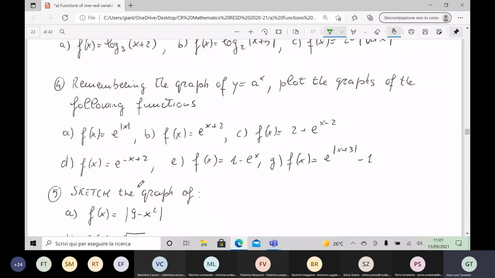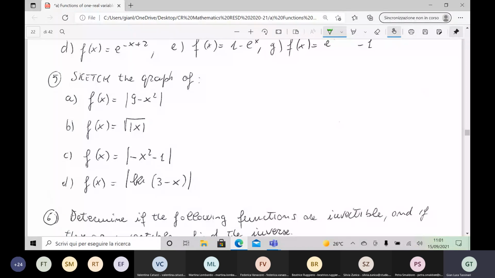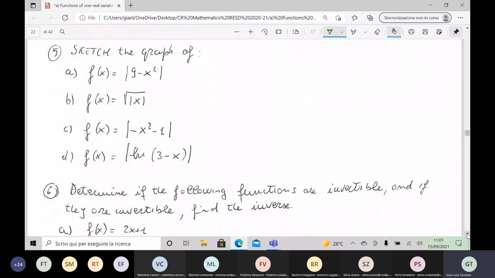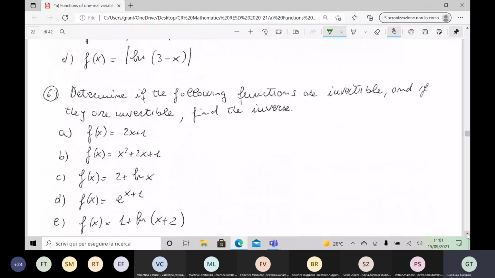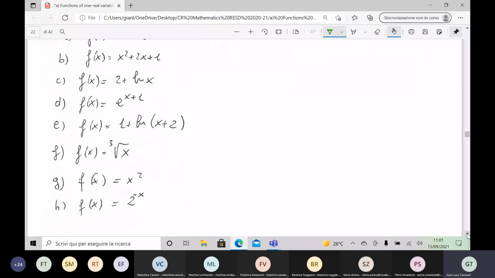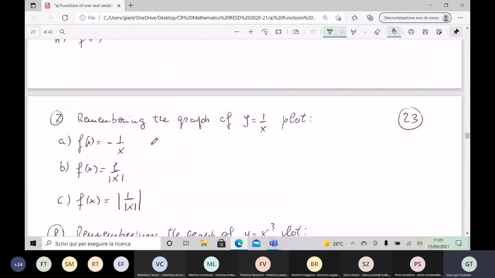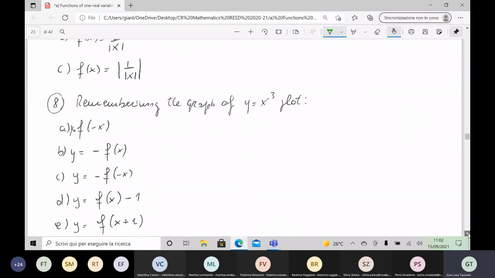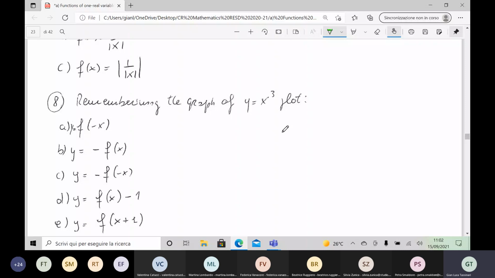Sketch the graph of the absolute value of a parabola, square root of absolute value of x. You can sketch intuitively the graphs of these functions. So this can be very, very useful. Well, you can skip 6 because I didn't review inverse functions with you. Again, if you want to practice symmetries, etc., you can also do exercise 7. You can also do exercise 8, guys. These exercises are very useful to practice if you are not very quick to plot graphs of easy functions.